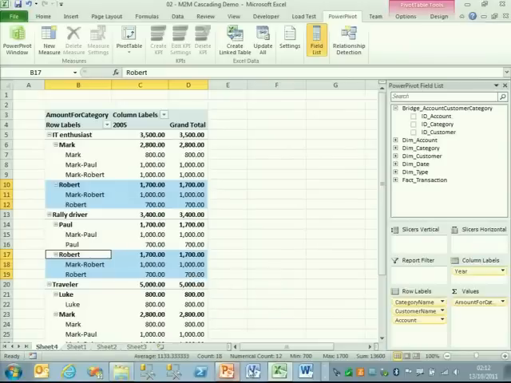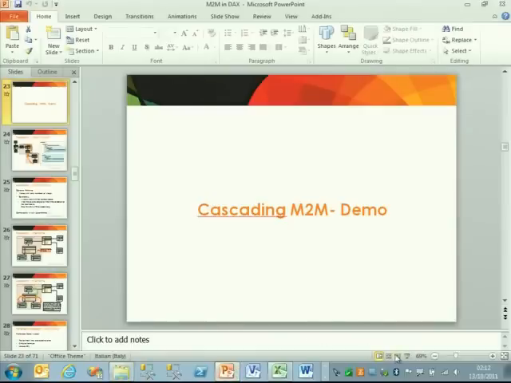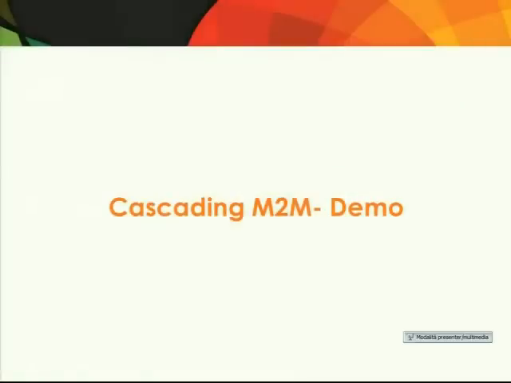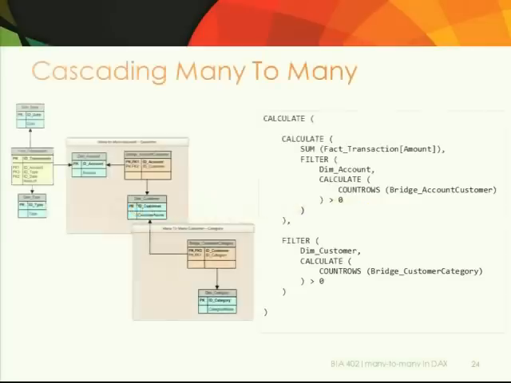Cascading many-to-many are really easy to use and to understand, because you just need to write a formula that does 2 steps instead of doing only once. And the formula is here. It looks complicated. It's that huge calculate.